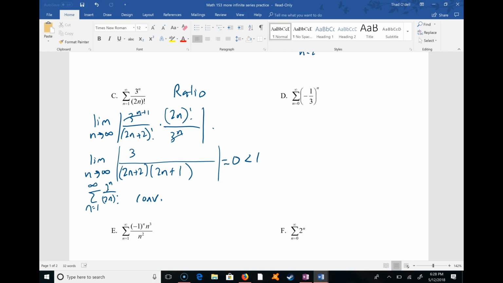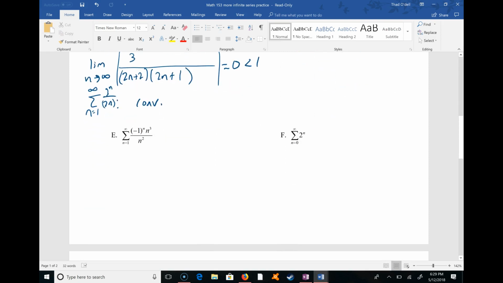Okay, this one up here, part D, that's a pretty straightforward one. It is a geometric series, so we say that it converges because it's a geometric series with absolute value, in this case, of r less than 1. That one's fairly easy.